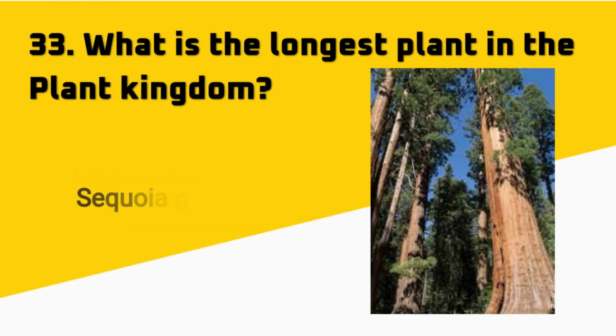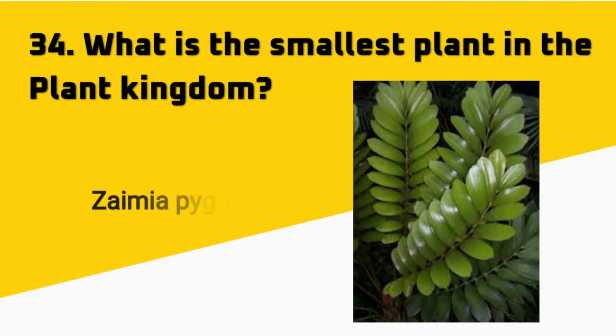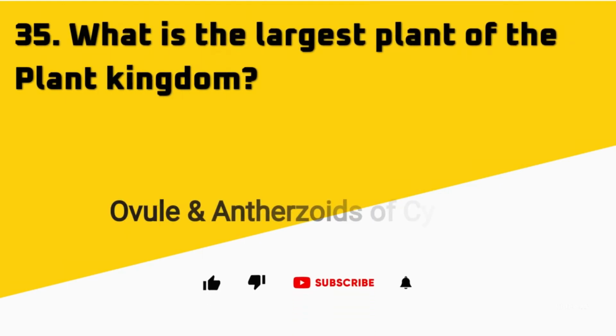What is the longest plant in the plant kingdom? The answer is Sequoia gigantea. What is the smallest plant in the plant kingdom? The answer is Xylem pygmea. What is the largest plant of the plant kingdom? The answer is ovule and anthracite of cycos.